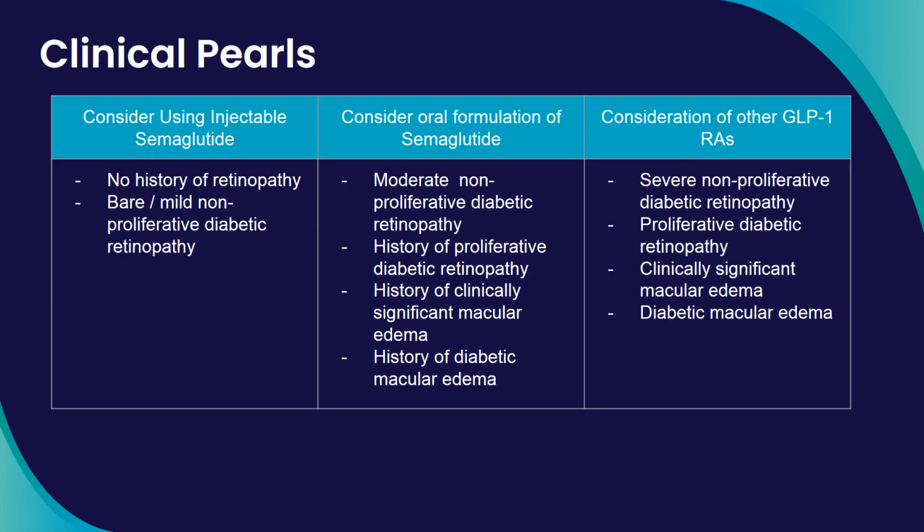If a patient with type 2 diabetes is a candidate for initiation of a GLP-1 RA, the patient's cardiovascular and eye exam history should be evaluated to guide in choosing which GLP-1 RA is best for the patient. When considering semaglutide therapy initiation, certain diabetes experts and organizations suggest using injectable semaglutide in patients with no history of retinopathy or in those with bare or mild non-proliferative diabetic retinopathy.